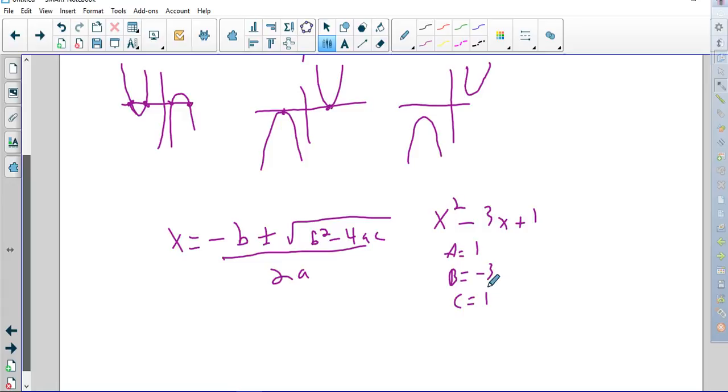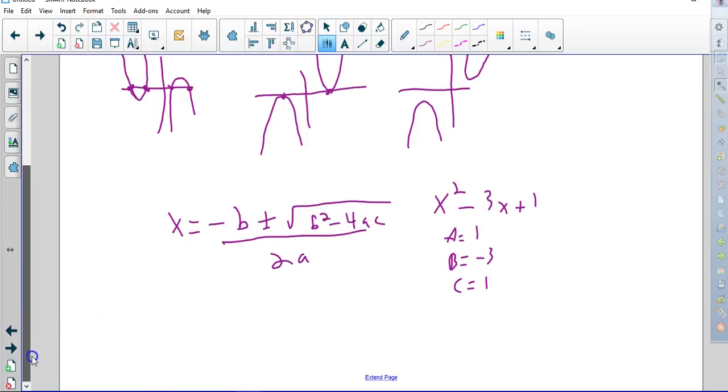Now remember, with the vertex, we only needed a and b. But for this equation, we need all the letters. There's b, b again, a, c, and a again. And we plug these in. Now, it's not a very hard formula, so I'm going to do it with this first one just to show you how simple it is.